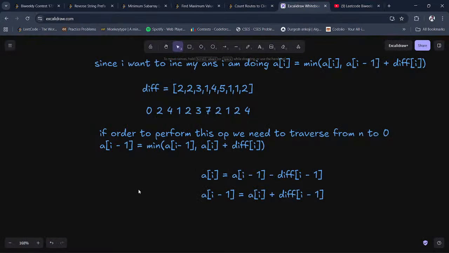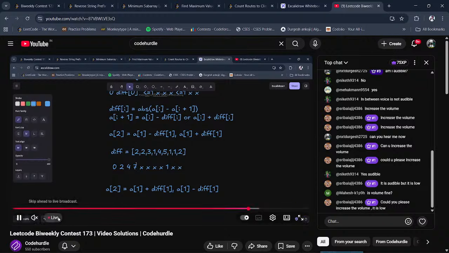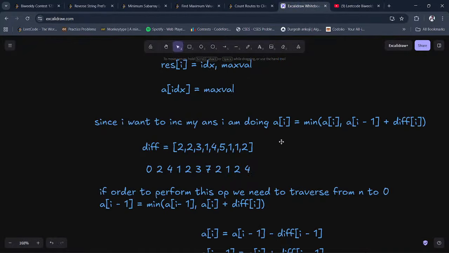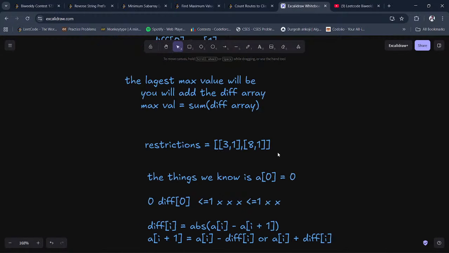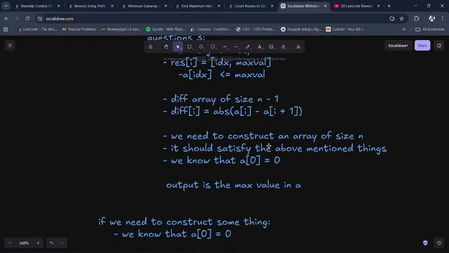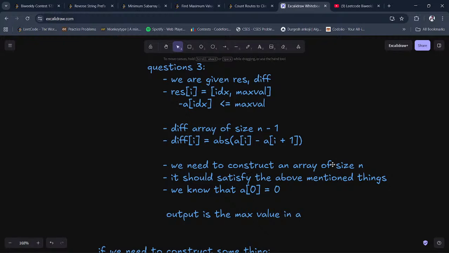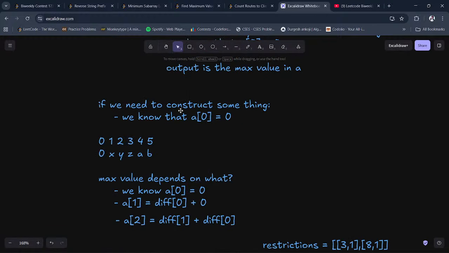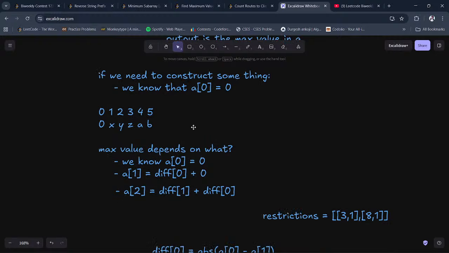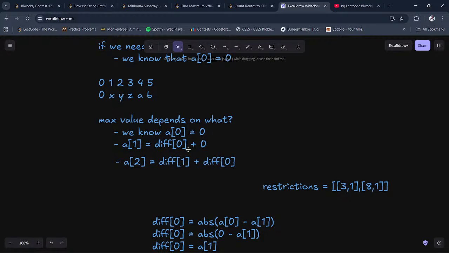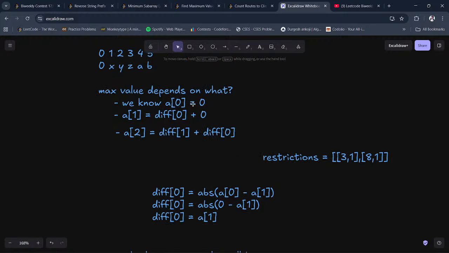See, questions are simple if we focus on ourselves. If we can prove some things from the given things, it becomes very simple. Initially, the question seemed hard because there are a lot of things given: restrictions, differences. If you can solve those things and find some conclusions, the problem becomes very simple. So we analyzed everything, made some observations, and worked on what we are given, like A of 0 is 0. Then we tried to fix some things: A of 1 is difference of 0, A of 2 is difference of 1 plus difference of 0 for the maximum answer.